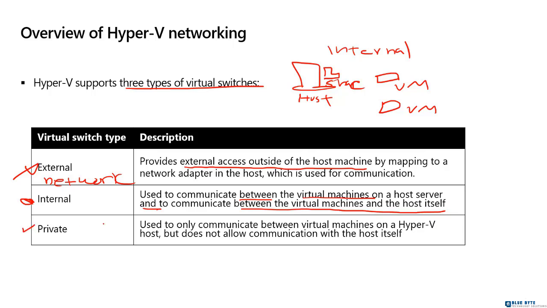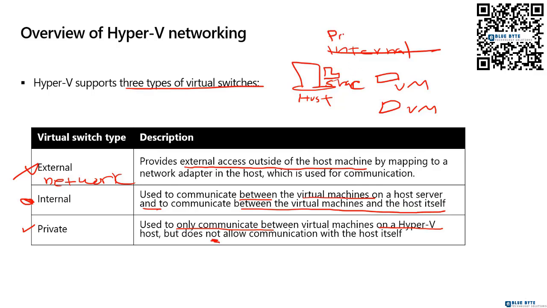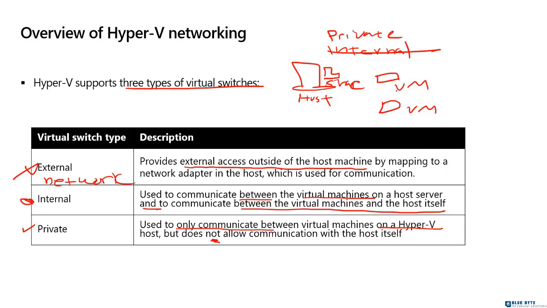Private is the most isolated. This is used to only communicate between virtual machines on the Hyper-V host. It does not allow communication with the host itself. So in the previous example, we used internal, but if we were to make this private, now if your host had a shared folder, it would not be possible for you to go to your VM and connect to that share on the host if it's private. You can only connect to other virtual machines on the host, but you could never communicate with the host itself.